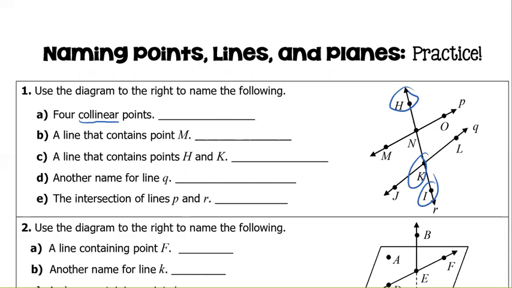That is collinear. So then I'll just write them over here. So I have H, N, K, and I. So make sure they're on the same line. That's what collinear means. Okay. Now that's your number one example.